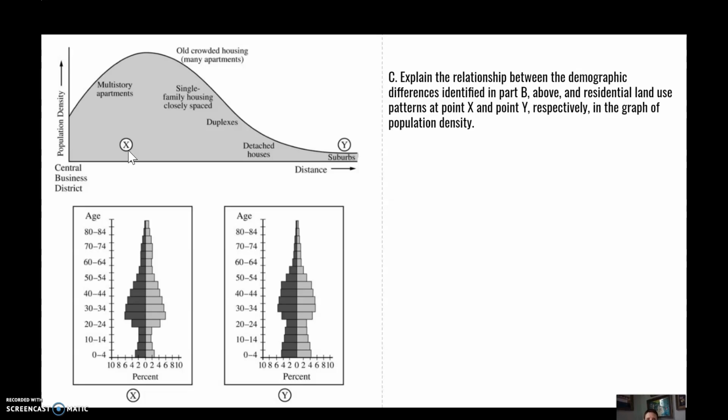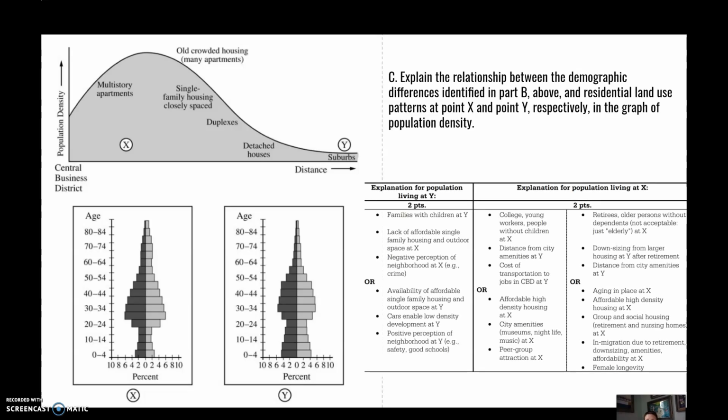All right, so the last question, C, explain the relationship between the demographic differences identified in part B above and residential land use patterns at point X and Y, respectively, in the graph of population density. All right, so explanation for population living at Y. Why would people choose to live in Y, out here, far from the CBD and the suburbs? Well, families with children live at Y. We've already talked about how you want more space and you want cheaper land if you're going to have a bunch of kids. Lack of affordable single-family housing and outdoor space in X.